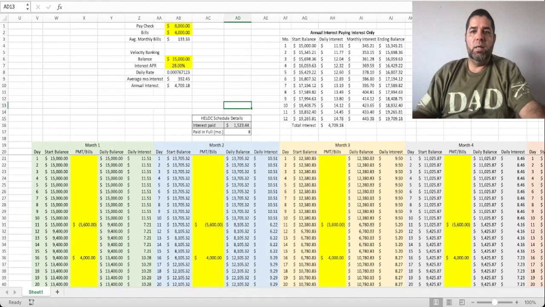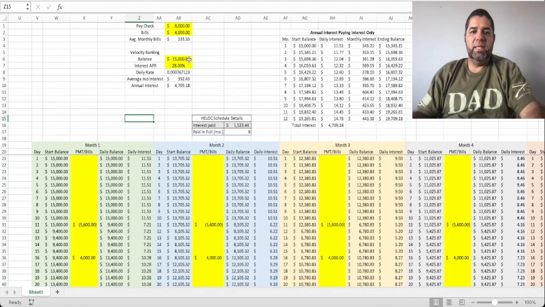Now let's take a look at the repayment structure of your HELOC. So I calculated this for extreme purposes at 28%. Now, HELOCs currently are around 12, 13%, and the maximum they could ever be is 18% because they are a variable simple interest loan. So here we have our loan details.